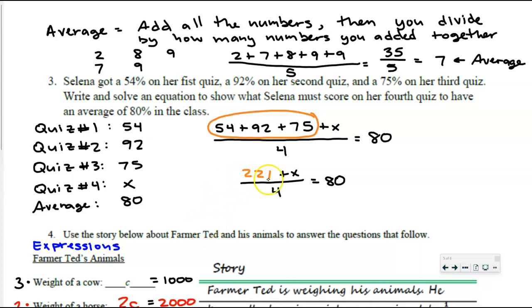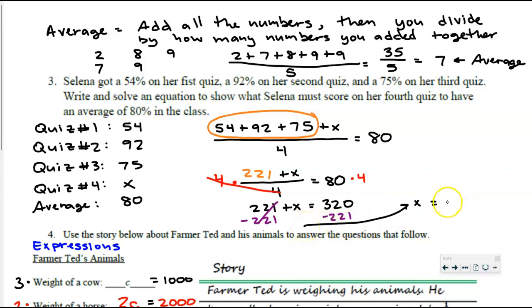You can solve this equation. We're adding 221 to x, and then we divide by 4. How do I undo dividing by 4? We multiply by 4. Anything I do to one side to get rid of it, I have to do to the other side. That leaves me with 221 plus x, which is equal to 80 times 4, which is 320. Now, I need to subtract 221 from each side. And this leaves me with x, which is now all by itself, and x is equal to 320 minus 221.